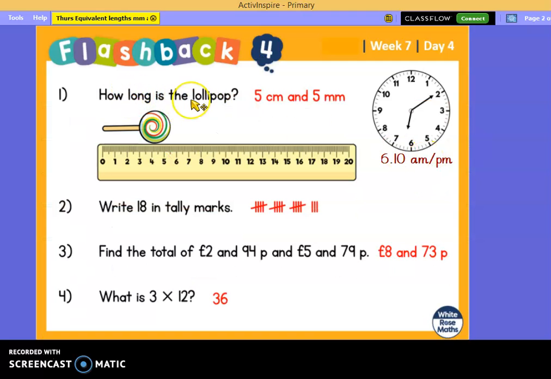Here are the answers. How long is the lollipop? It is 5 centimetres and 5 millimetres. Write 18 in tally marks: 5, 10, 15, 16, 17, 18. Find the total, that means to add. So we add the two amounts to get £8.73. 3 times 12 is 36. And the time here is 6:10 because it's gone 10 minutes past 6 o'clock.